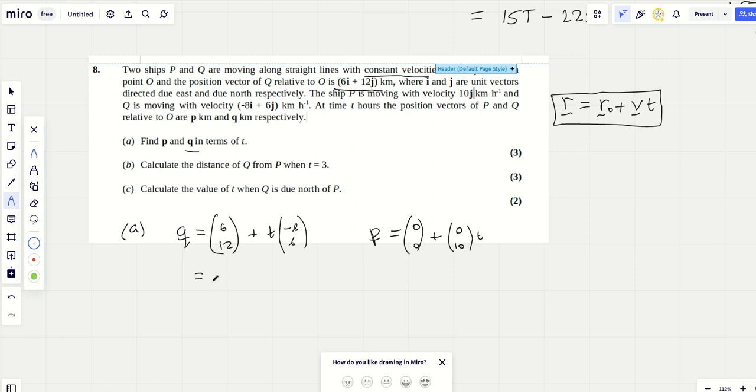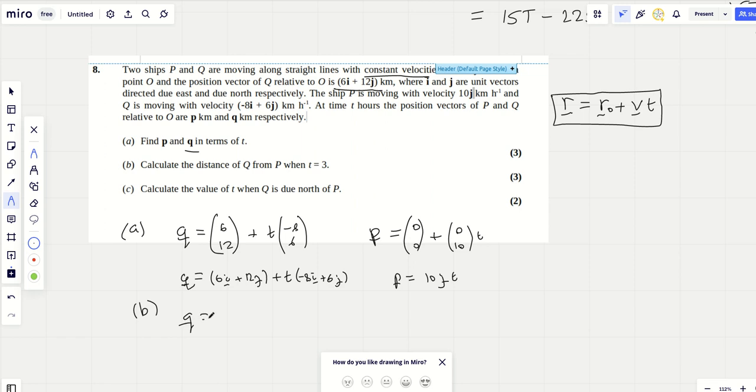If you really want to write it down, if you're paranoid and you like writing down in i's and j's, okay, here goes. But honestly, it's not necessary. And then P is just 10jt. Yeah, there we go. Q and P in terms of t. Calculate the distance of Q from P when t equals 3. So just t equal 3 here.